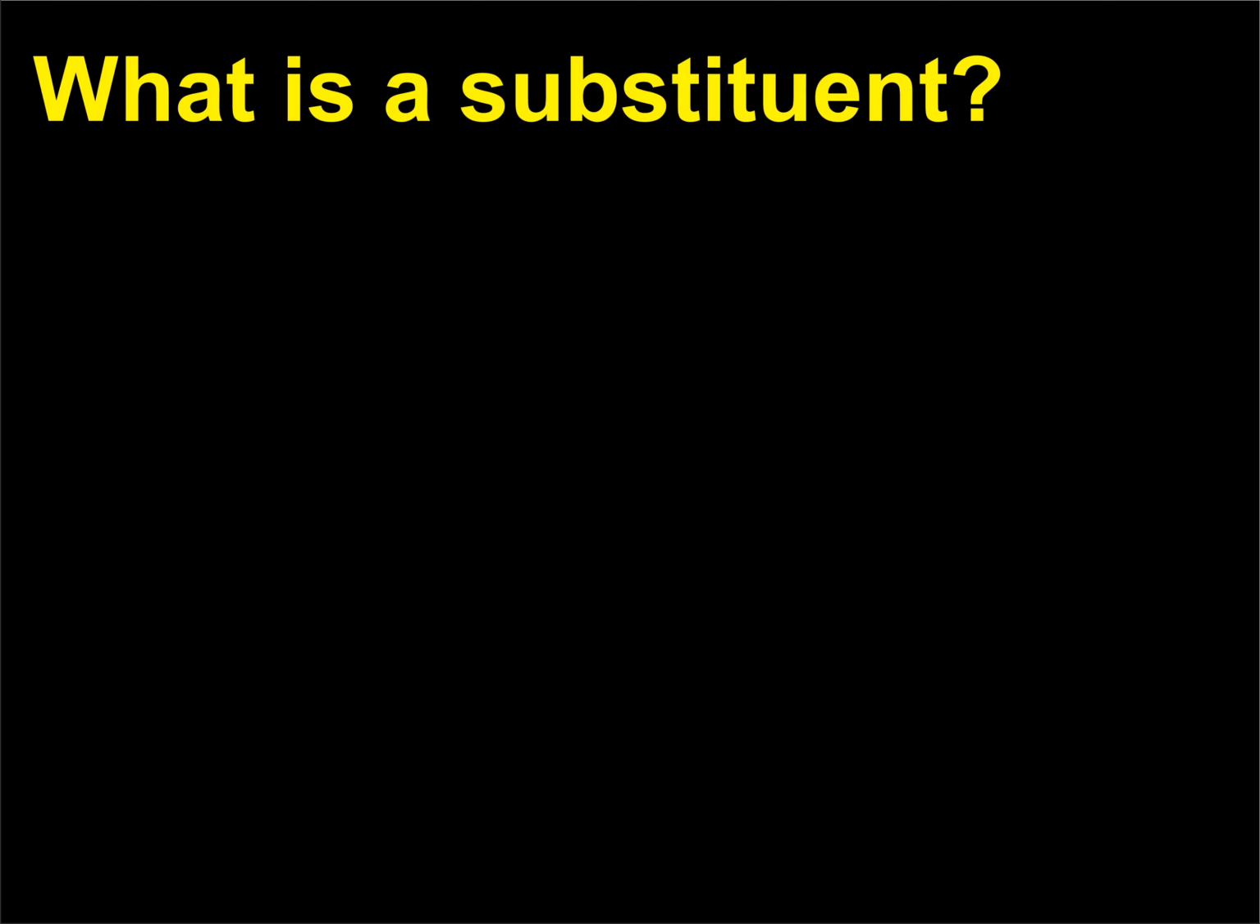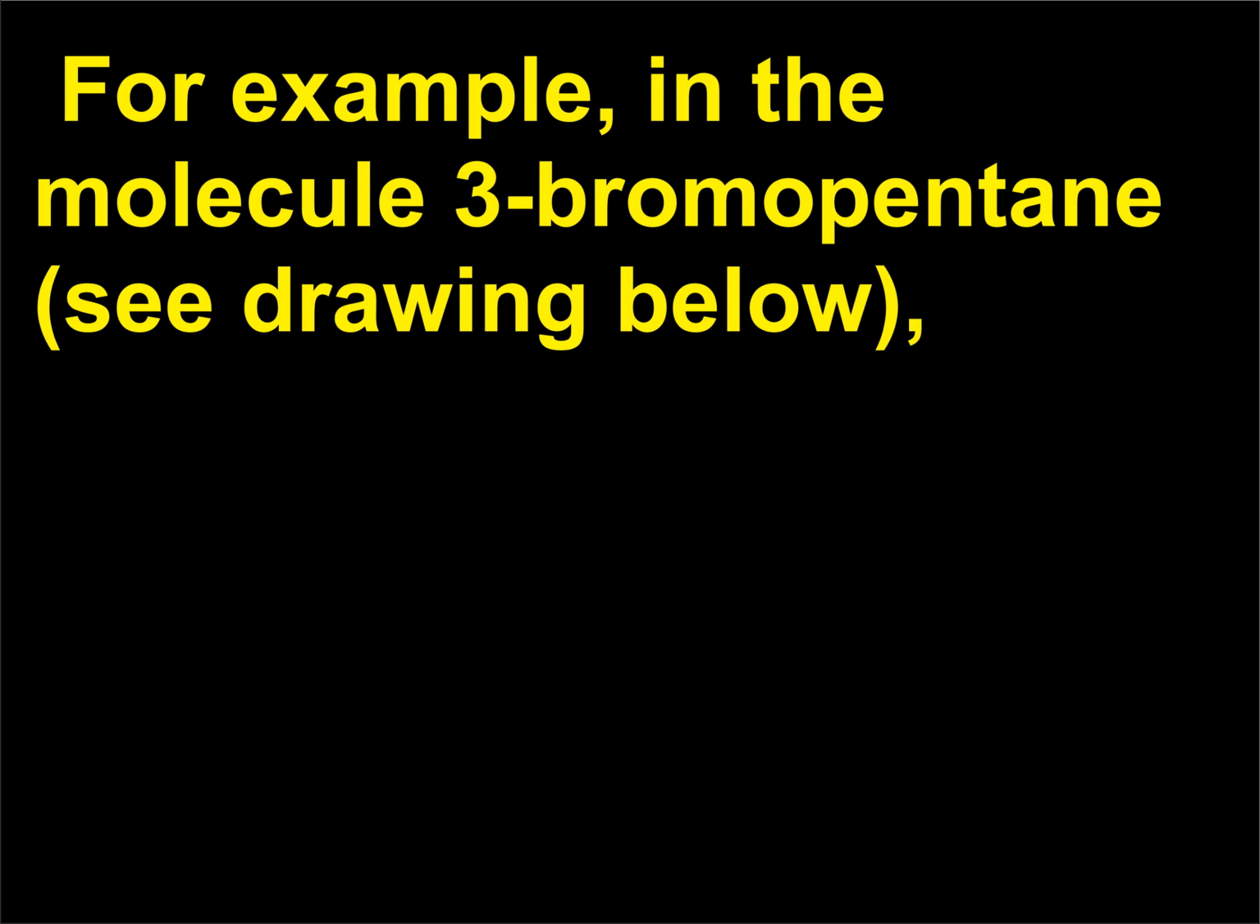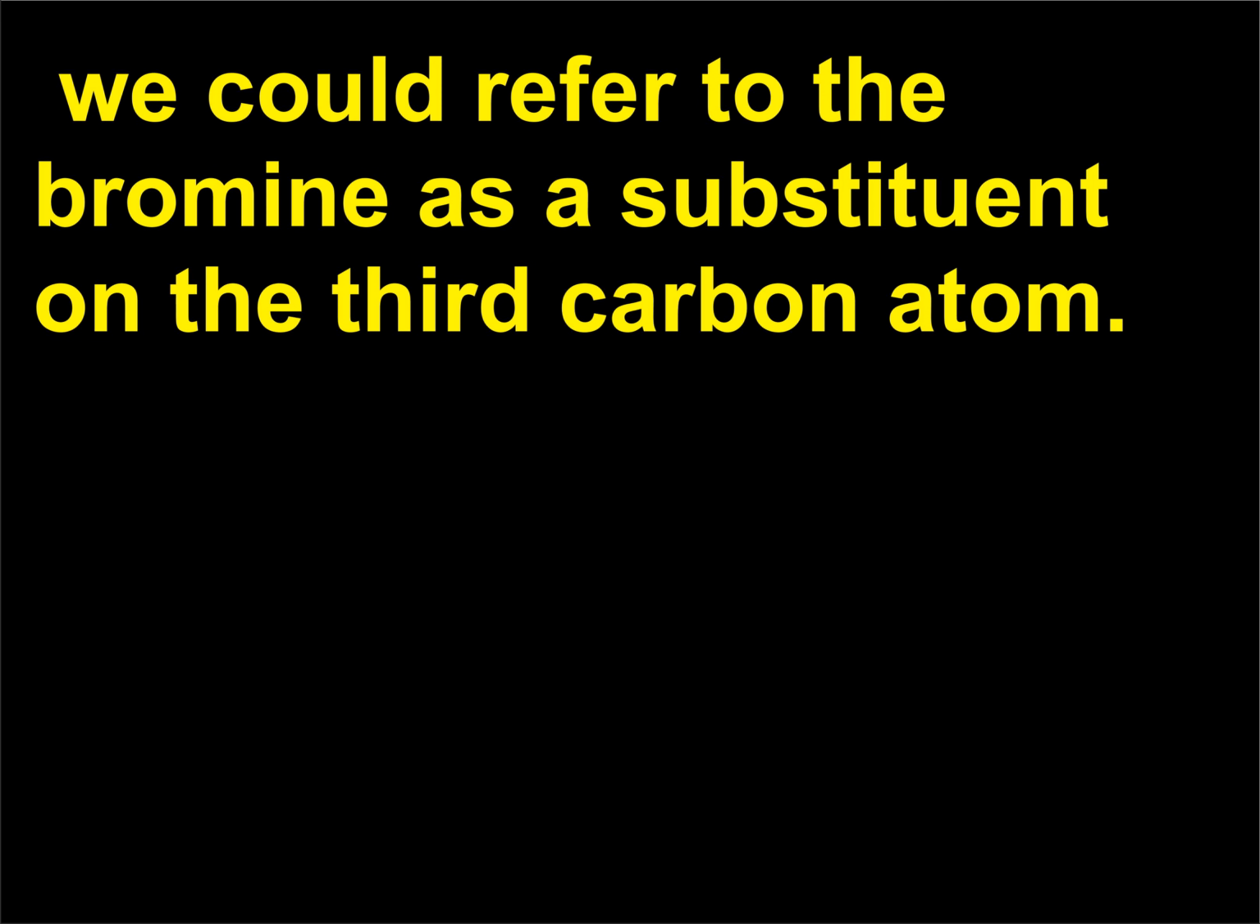What is a substituent? A substituent is an atom, or group of atoms, attached to a specific position in a molecule. For example, in the molecule 3-bromopentane, see drawing below, we could refer to the bromine as a substituent on the third carbon atom.